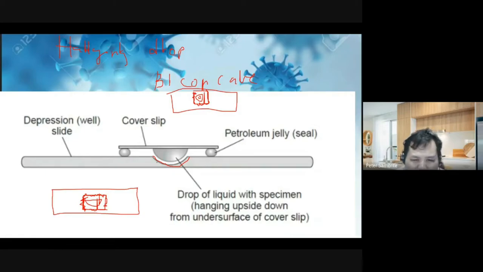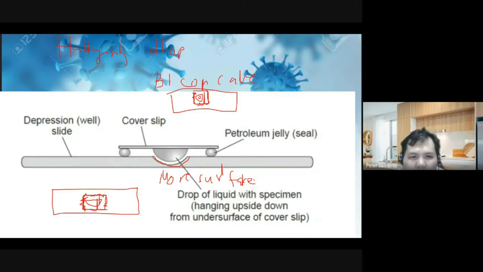And aside from that, meron siyang depression. Your depression would allow the mixed liquid and the specimen to not leak as well and to provide more surface area for your bacteria to be viewed. Okay, naintindihan? Any questions?